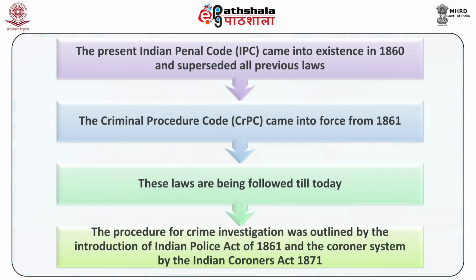The British rulers afterwards codified the criminal law in 1833, and the present Indian Penal Code, that is IPC, came into existence in 1860 after the mutiny and superseded all previous laws. The Criminal Procedure Code came into force from 1861. These laws are still followed today as well. The procedure for crime investigation was outlined by the Indian Police Act of 1861, and the coroner system by the Indian Coroners Act in 1871.